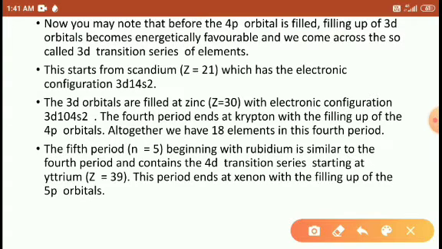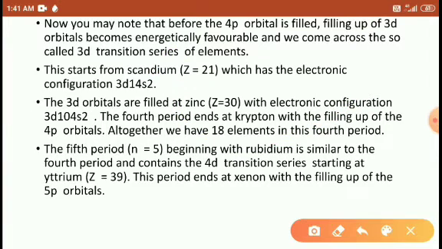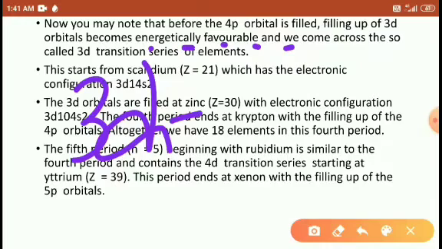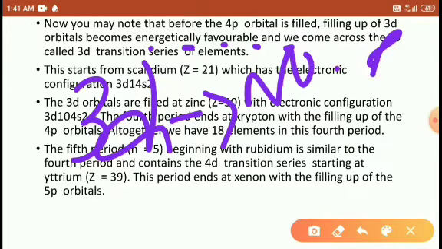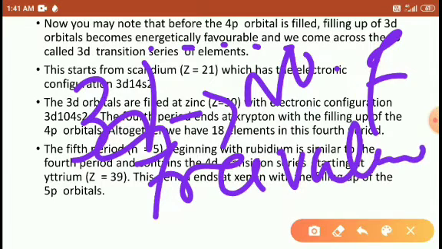The 3d orbitals intervene and interrupt the 4p orbital filling here. These 3d orbitals are more energetic. The d orbitals are more energetic here because a larger number of free valence electrons are present. So that's why these are more energetic. The 3d orbital electrons are more energetic because a number of free valence electrons are present here.